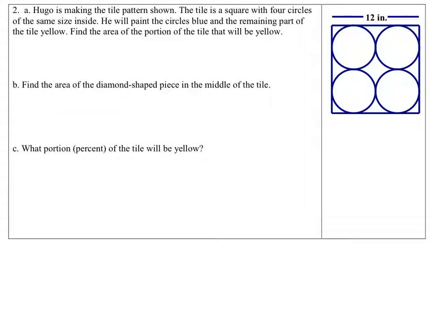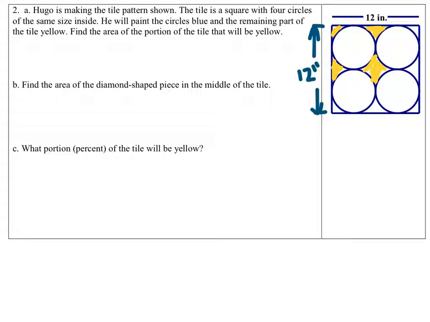Hugo is making a tile pattern shown. The tile is a square, which is nice because since it shows 12 inches right there, then this is also 12 inches right here. He will paint the circles a horrible color and the remaining part of the tile yellow. Find the area of the portion of the tile that will be yellow. Alright, so let's identify where those yellow parts will be first. So the circles are not yellow. That means this is yellow right here. This one is yellow.